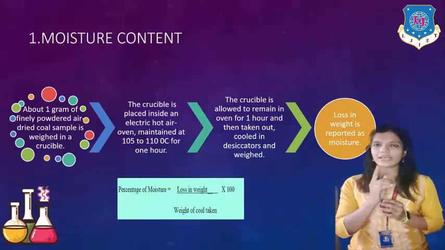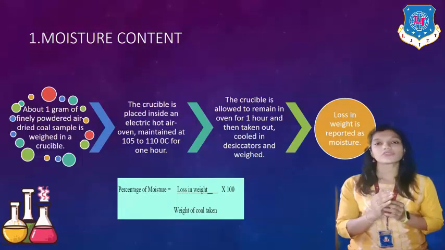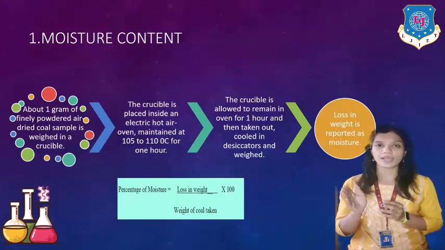Keep this in mind properly. As the moisture content is low, the percentage of carbon is high. And when the percentage of carbon is high, its calorific value will be high. When the calorific value is high, its rank will be high. Okay?